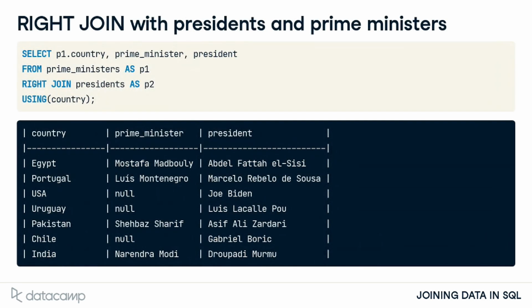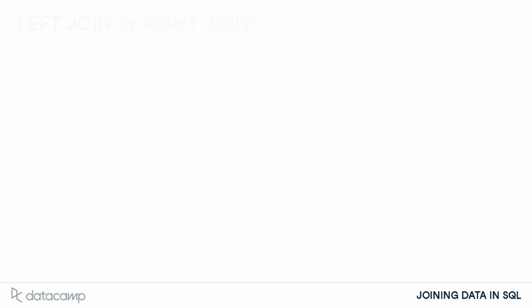Let's make this concrete with our world leaders example. We perform a right join of prime ministers on the left and presidents on the right. The only change is from the left join keyword to right join. The result contains null values where countries have presidents, but no prime ministers.